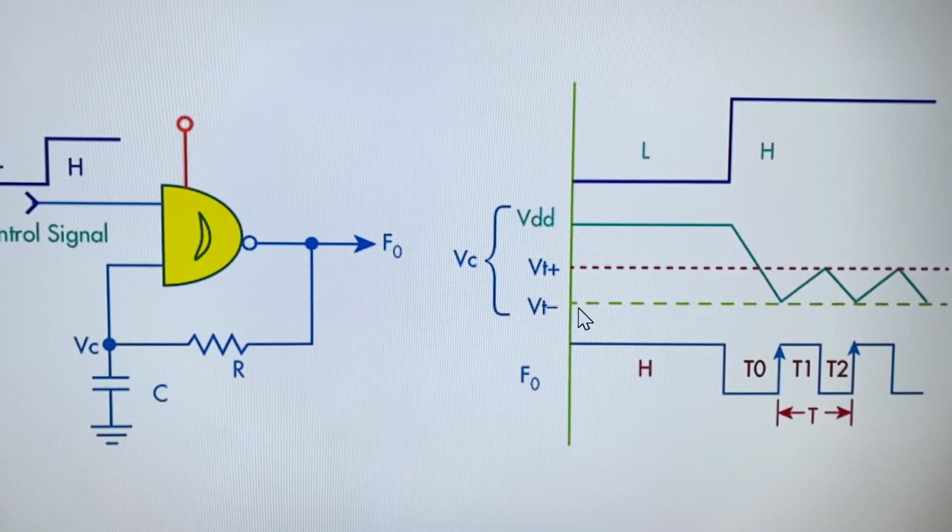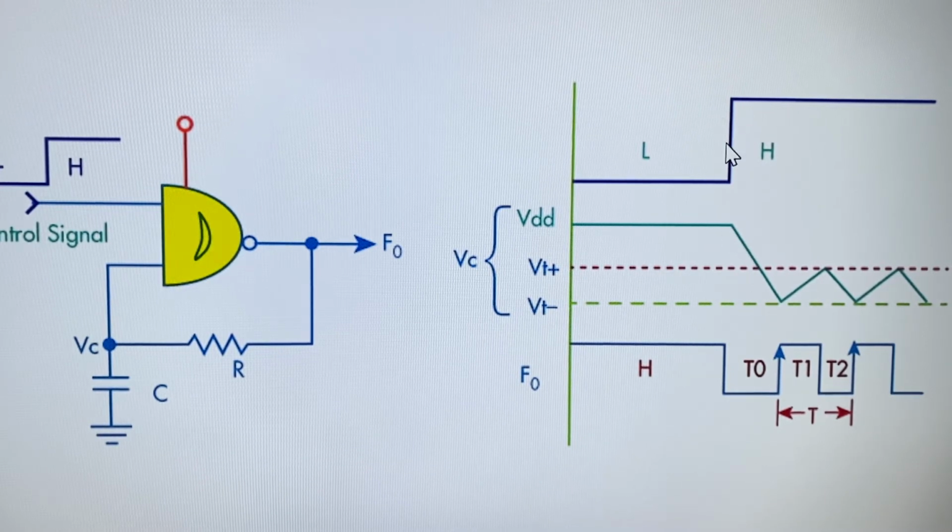So when the control signal is low, initially, of course, the capacitor will reach the maximum VDD because you have a 0, so you have logic 1, and the current will charge the capacitor until it is fully charged. So that's why I start at this point, and the output is high.